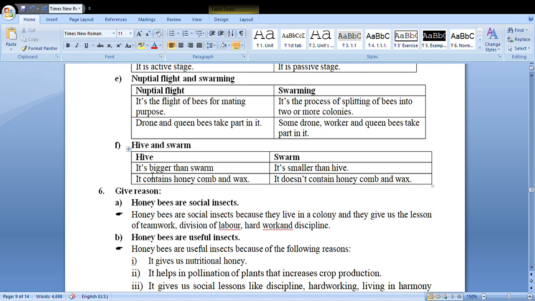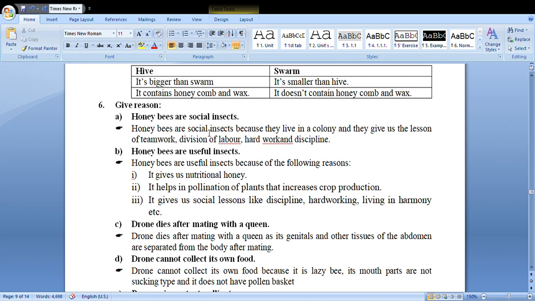Hive and swarm. Hive is bigger than swarm. Swarm is smaller than hive. A hive contains honeycomb and wax. A swarm doesn't contain honeycomb and wax. Give reason.